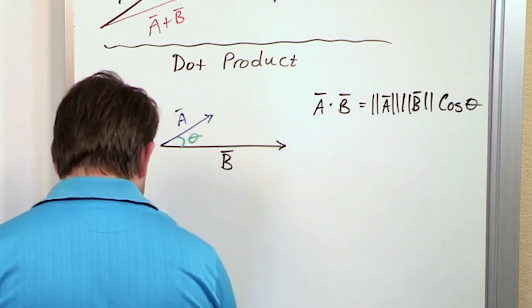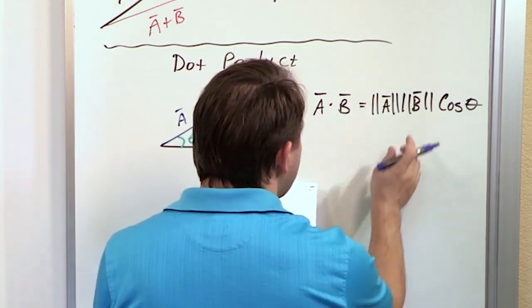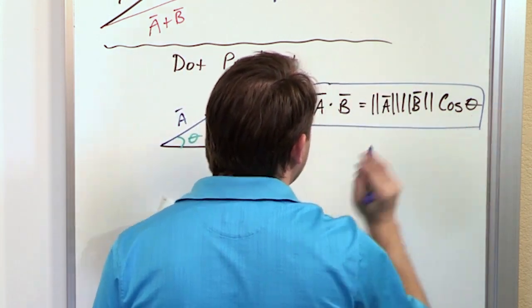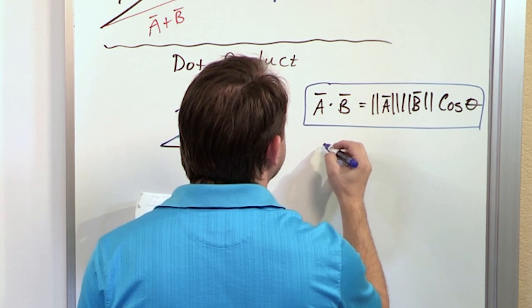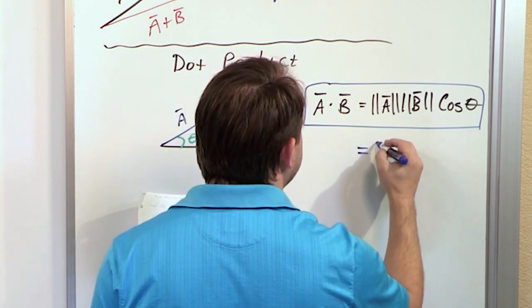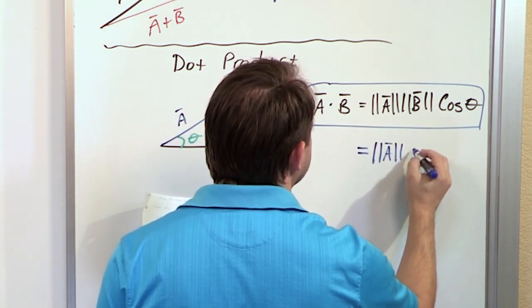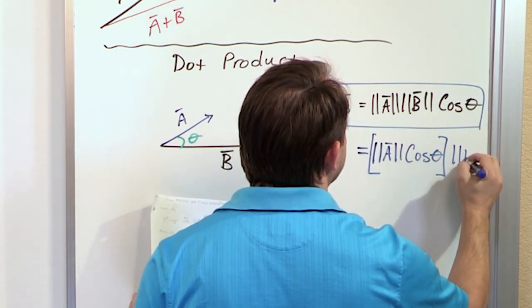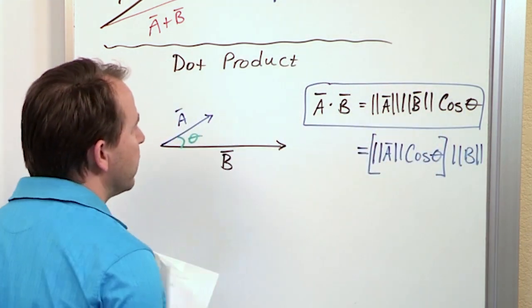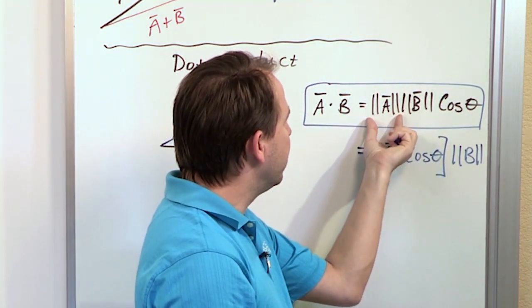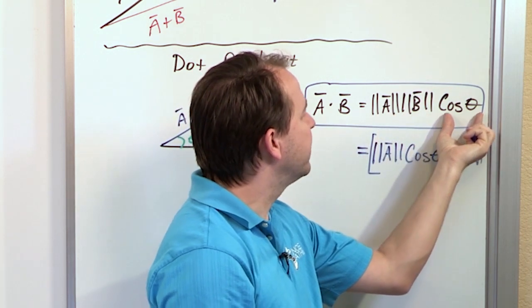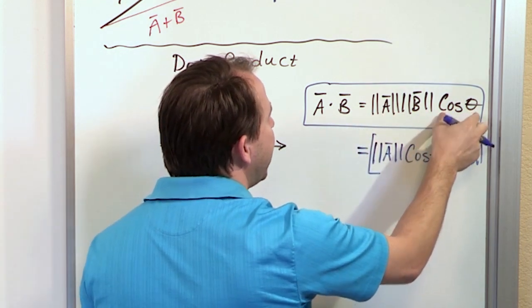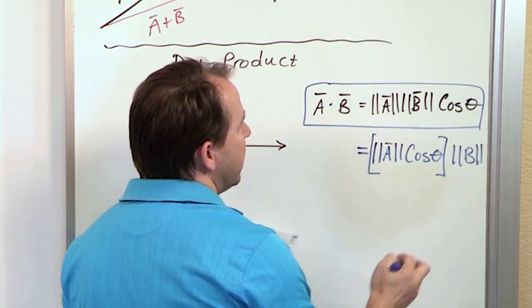Now let me show you something to make this a little clearer. We can rearrange this freely, so let me circle this, because this really is the definition of the dot product. But you can also write it as follows: magnitude of A times cosine of theta times the magnitude of B. All I did was rearrange the order of the multiplication. I'm multiplying numbers: magnitude A, magnitude B, and cosine of an angle. So I can freely change the order of the multiplication.